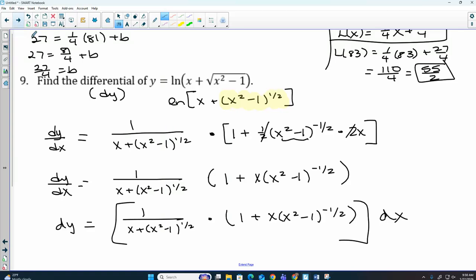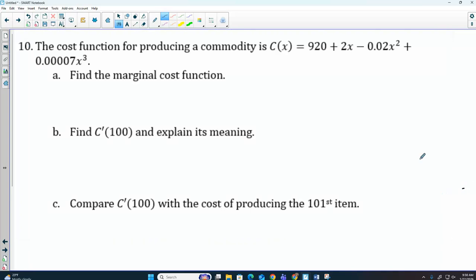10. This is back to the 3.7. Remember when we first came back from Christmas and we worked in groups. If I ask you to find marginal cost, what am I asking for? Okay, derivative of 920, that would just be 0, plus derivative of 2x would be 2, minus 0.04x, plus 0.00021x squared. So that part should be okay.